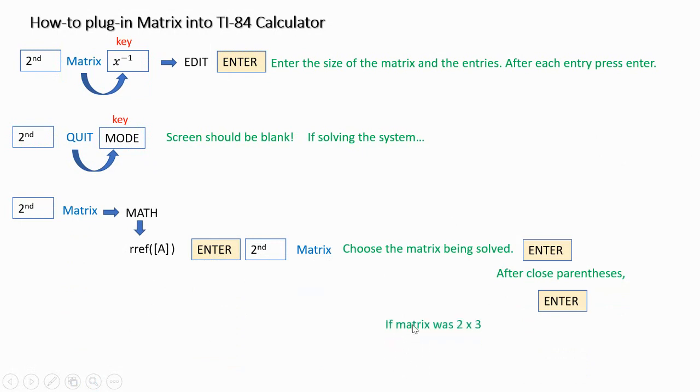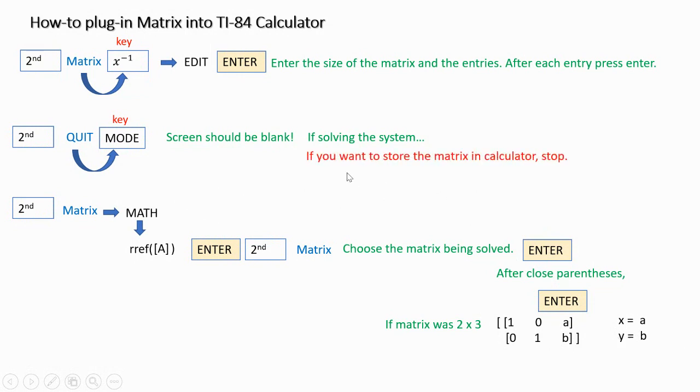Now, the matrix was a 2 by 3, right? If it was a 2 by 3, this is what you would see on your calculator. If it was a 3 by 4, then you will see 1, 0, 0, 0, 1, 0, and 0, 0, 1, like we did when we solved the matrix with 3 variables. So the answer will be x equals A and y equals B.